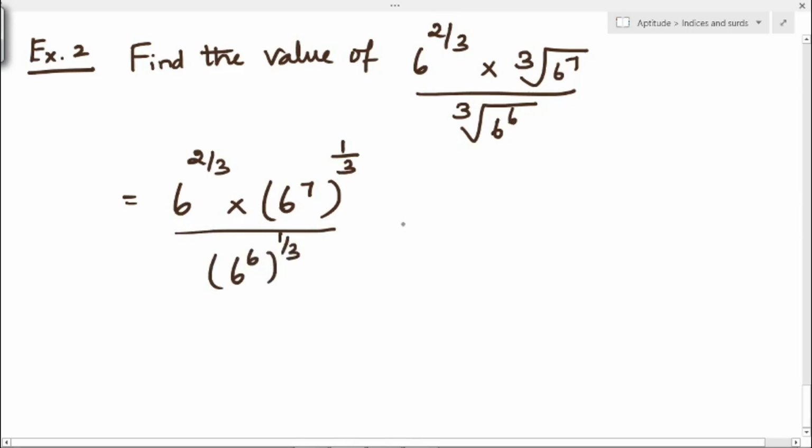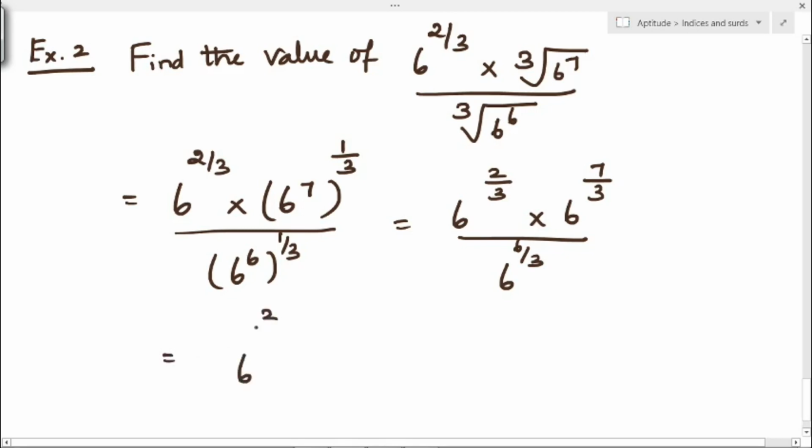Okay. So this can be written as 6 to the power 2 by 3 into 6 to the power, if we multiply these two, 7 into 1 by 3, that is nothing but 7 by 3, whole divided by 6 power, if you multiply these two, 6 into 1 by 3, that is 6 by 3. Okay. So now we have a common base, that is 6. So now we have to club the terms.